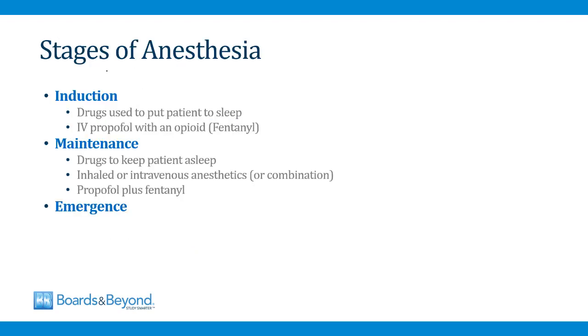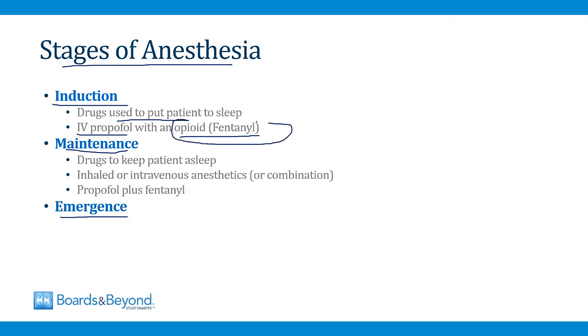I'll finish this video by briefly discussing the stages of anesthesia as they relate to intravenous anesthetic drugs. In the video on general anesthesia, I talk about how you can break down anesthesia into 3 stages: induction, maintenance, and emergence. In the induction stage, we use drugs to put the patient to sleep, and this is when an intravenous induction agent is often used. For example, IV propofol together with an opioid like fentanyl is often used. Remember that propofol doesn't have any analgesic effects, so it's usually given together with an opioid to deliver the analgesic effects to the patients.